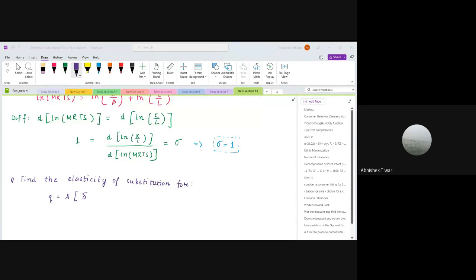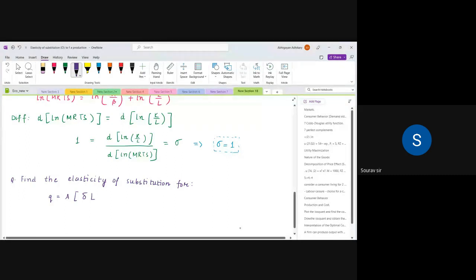It means that the feasible and the actual substitution are equal. Technically possible, feasible, yes. Technically possible substitution. Yes, exactly, correct.